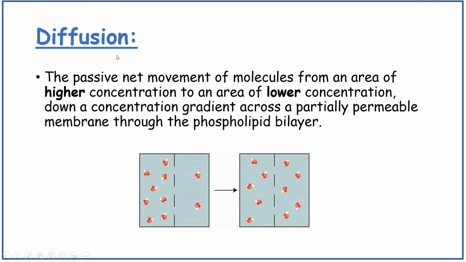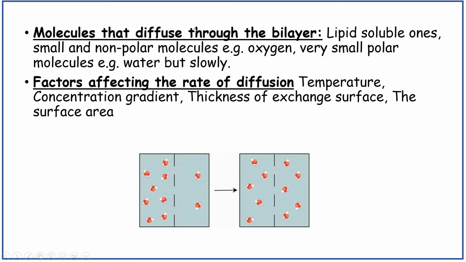Now looking at methods of transport. So diffusion is the passive net movement of molecules from an area of high concentration to an area of low concentration down a concentration gradient across a partially permeable membrane through the phospholipid bilayer. Molecules that can diffuse through the bilayer are lipid-soluble ones, small and non-polar molecules like oxygen, or very small molecules like water, but only very slowly.